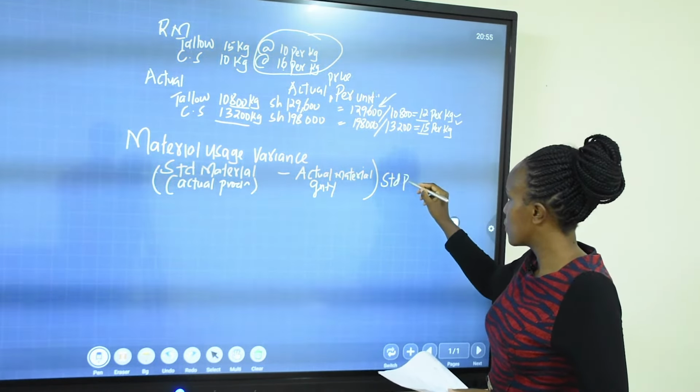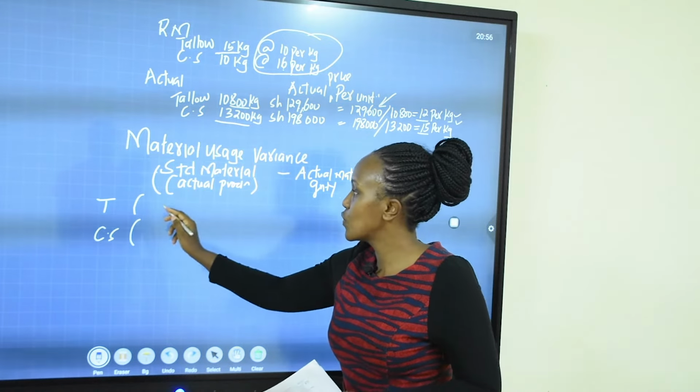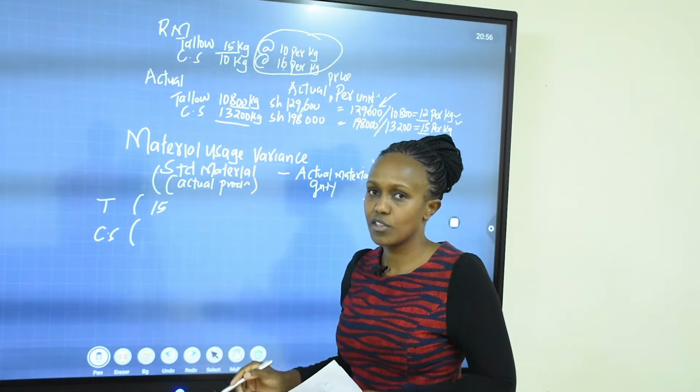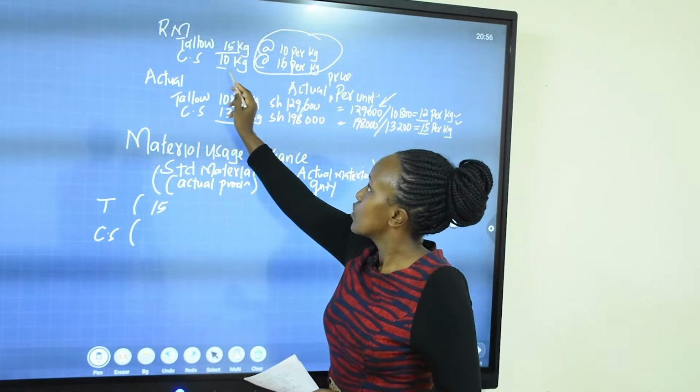Again, we are going to have our tallow here and our caustic soda. And then we look at the standard usage. The standard usage was expected: every carton was going to use 15 kgs of tallow and 10 kgs of caustic soda. One carton was going to use 15 kgs of tallow and 10 kgs of caustic soda.